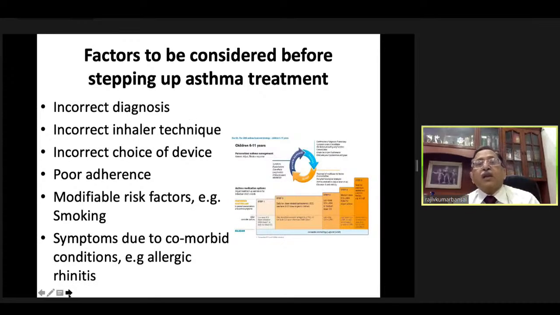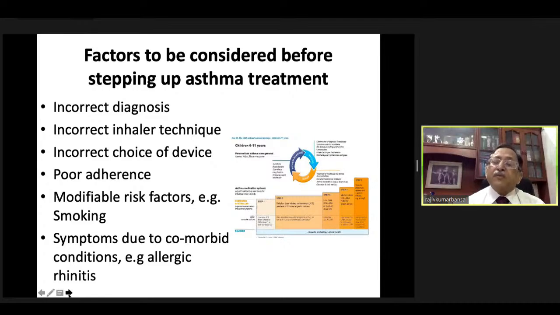So what are the factors to be considered before stepping up the asthma treatment? We need to address incorrect diagnosis. If you ask me, after 35 years of practice, how often do I need to step up my asthma treatment? You have to believe that Indians probably don't need step two, step three or four. They invariably stop at step two. Why? Because we, as clinicians, might not be giving full regard to the proper technique and adherence. If you do that, many Indians don't need a high dose of medication for control. So we have to address the incorrect diagnosis, incorrect inhaler technique, and incorrect choice of the device.